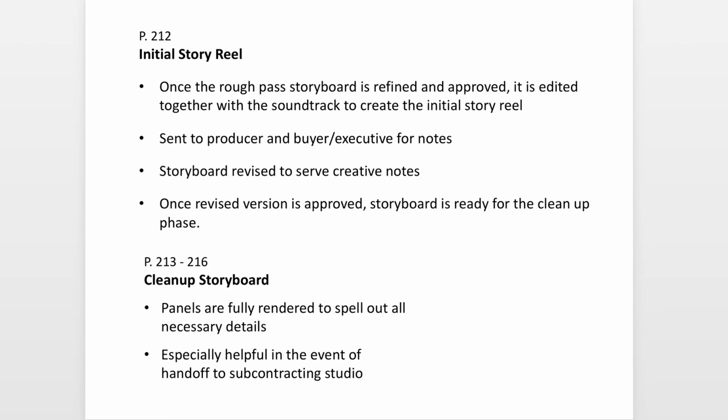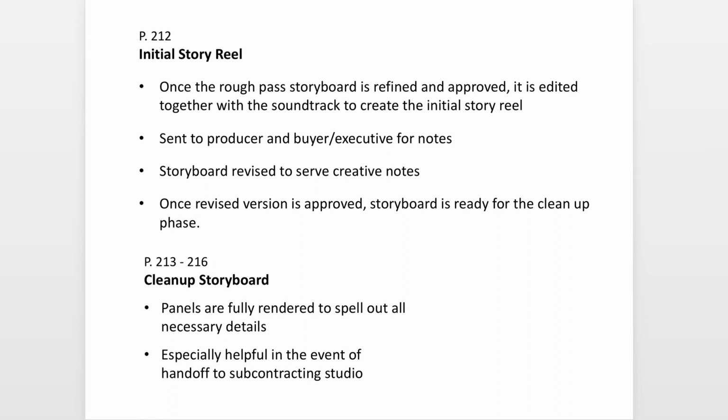Page 212, initial story reel. Once the rough pass storyboard is refined and approved, it is edited together with the soundtrack to create the initial story reel. It's sent to the producer and the buyer executive for notes, and then the storyboard is revised to serve those creative notes. If they say, we need you to change these 4 things, you go in and change those 4 things. Once the revised version is approved, the storyboard is ready for the cleanup phase.